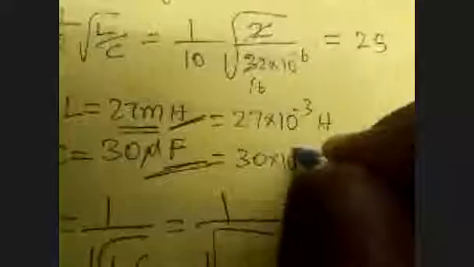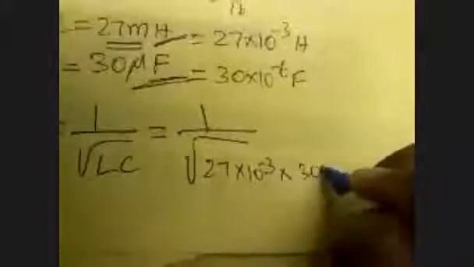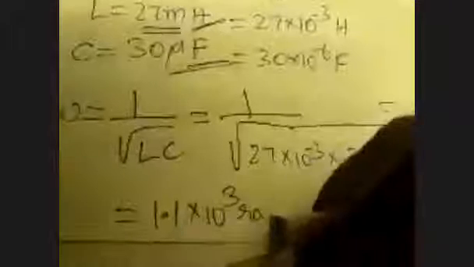So L, I know, is 27. How to convert millihenry to Henry? Add 10 to the power minus 3, sir. 27 into 10 power minus 3 Henry and capacitance 30 into 10 power minus 6 farad. So 27 into 10 power minus 3 into 30 into 10 power minus 6. Omega is equal to 1 divided by root of this much. You should do the calculation, then finally we will get 1.1 into 10 power 3 rad per second.